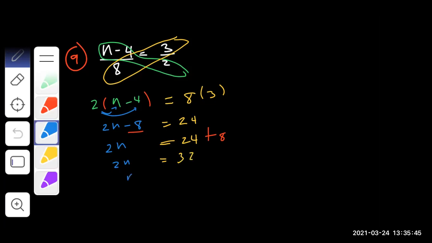And it's not alone yet. How do you let n alone? You have a 2 multiplying. You will have to divide by 2 each side of your equation. And this is what you got. 32 divided by 2 equals 16. 16.